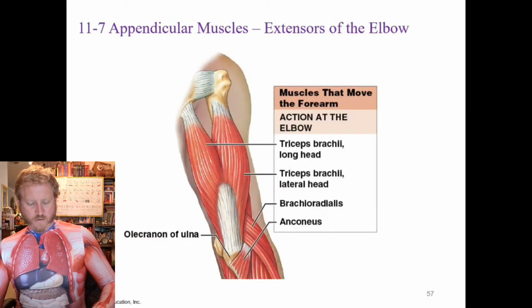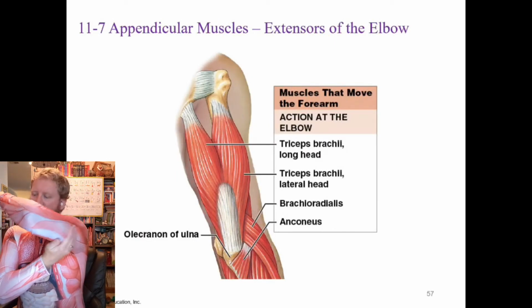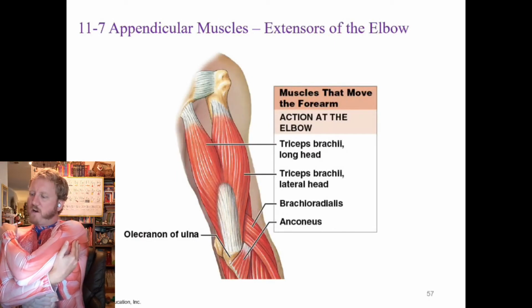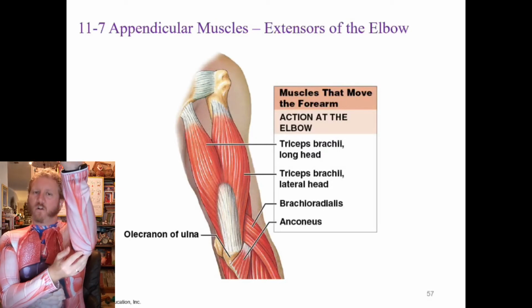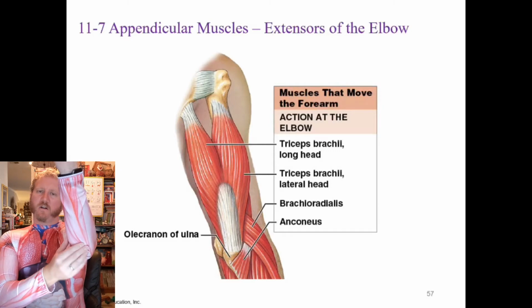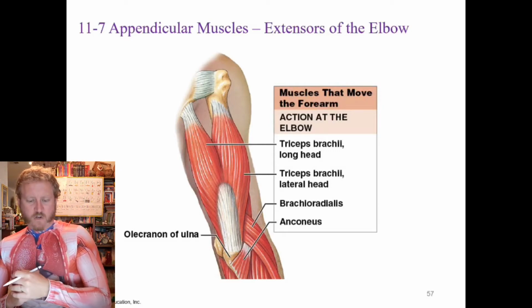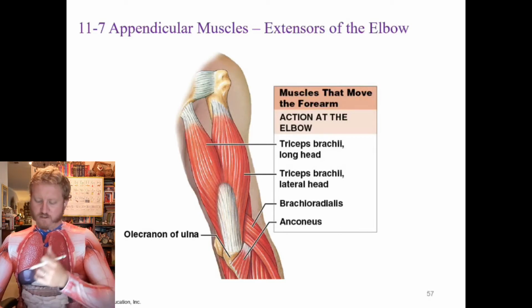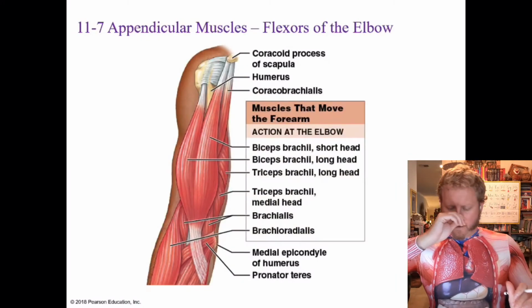Extensors of the elbow include the triceps brachii, which are these muscles back here. The long head originates on the scapula, and it inserts on the olecranon of the ulna, so it's in here. And then the anconeus, which is a muscle that assists in this movement.